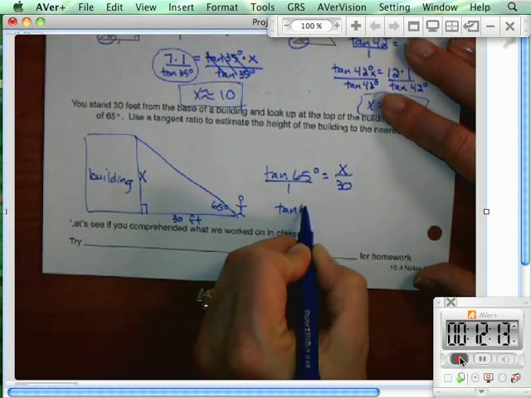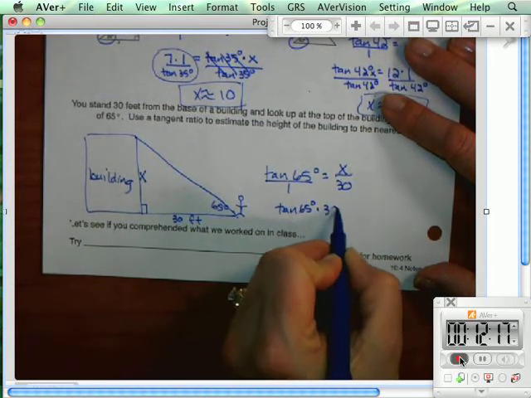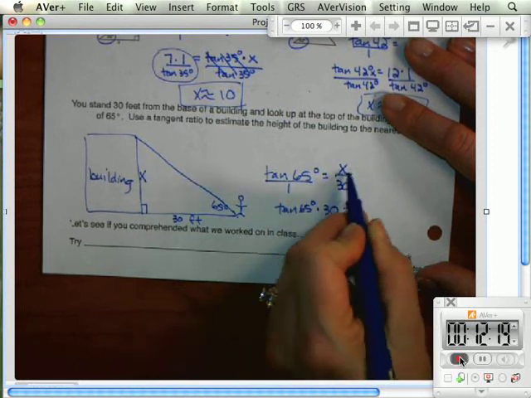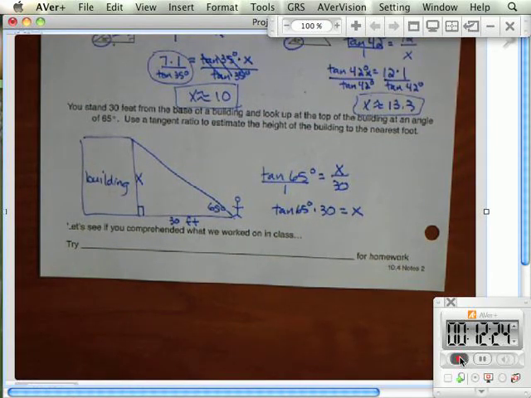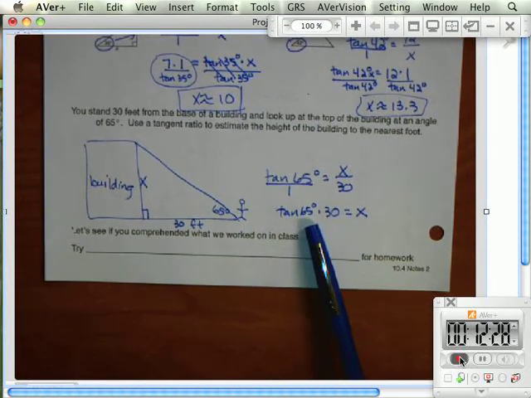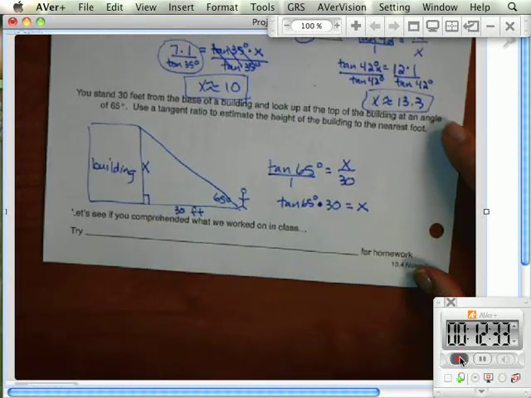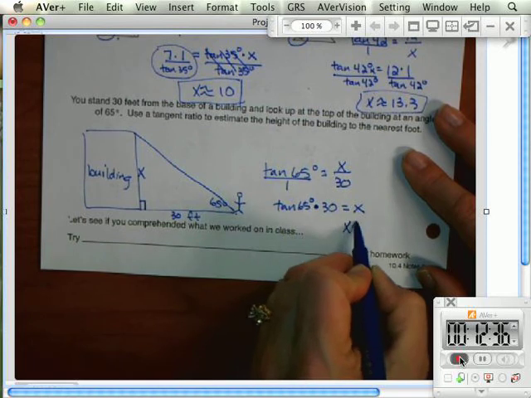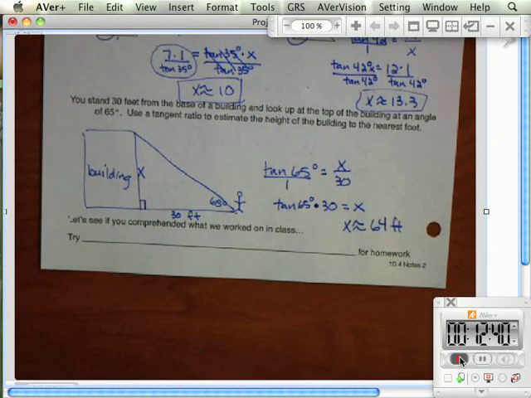Tangent of 65 times 30 equals 1 times x, which I'm just going to write as x. Look, all you have to do is go on your calculator. Sometimes you have to use parentheses, and sometimes you have to close the parenthesis. So go tangent of 65 times 30. No, you have to close. Try closing the parentheses.